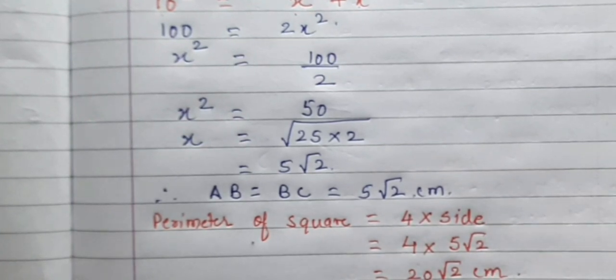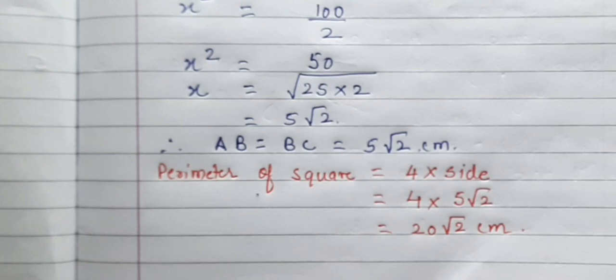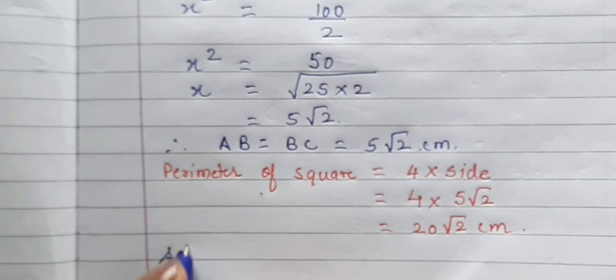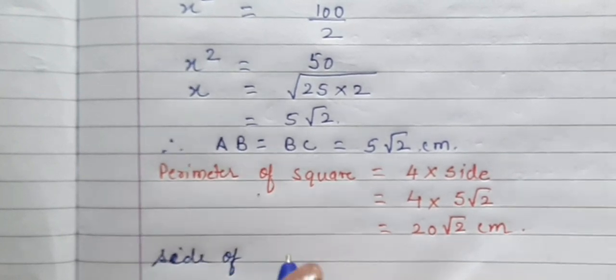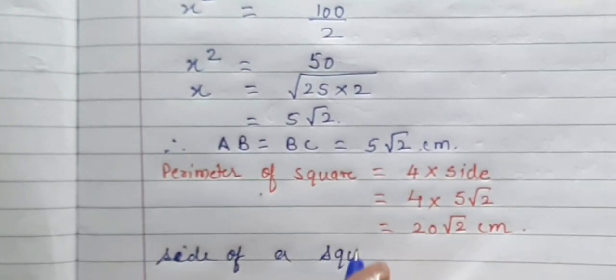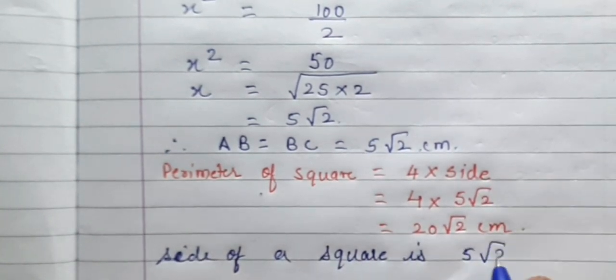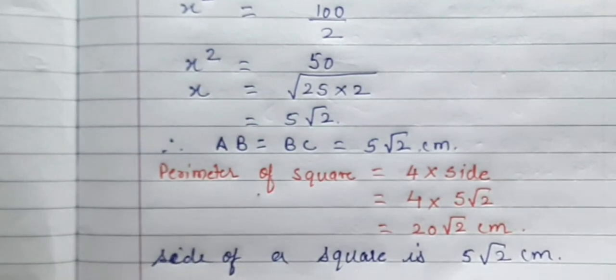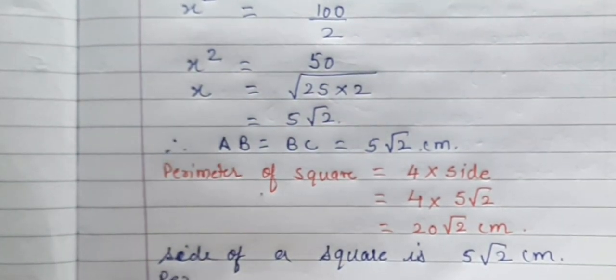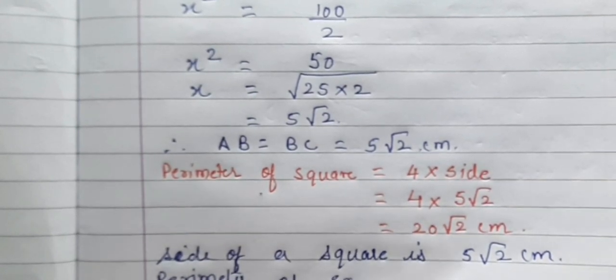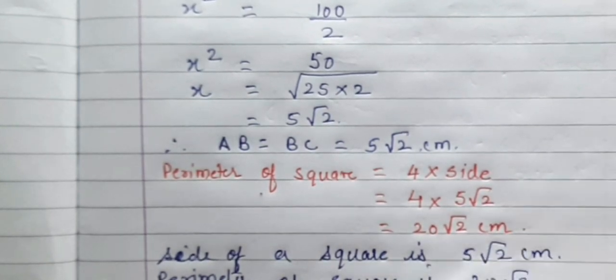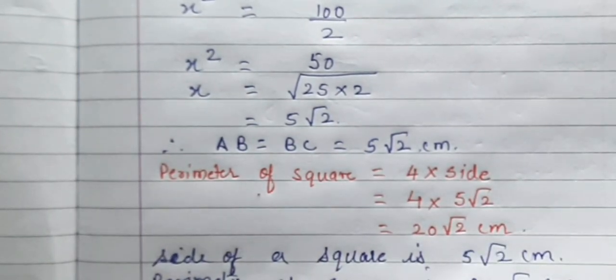Okay. So what will be my final answer? My final answer is side of square is 5 under root 2 centimeter and perimeter of square is 20 under root 2 centimeter.